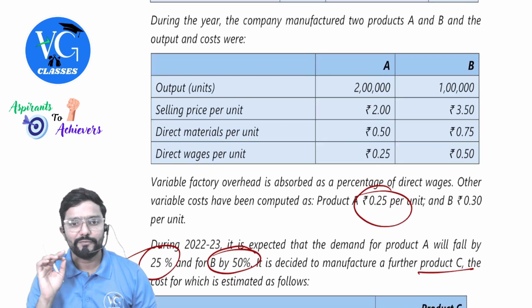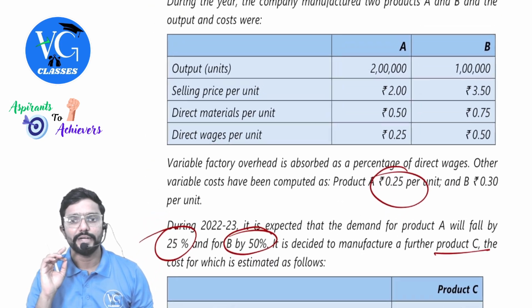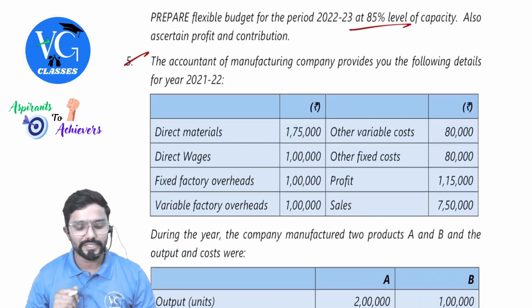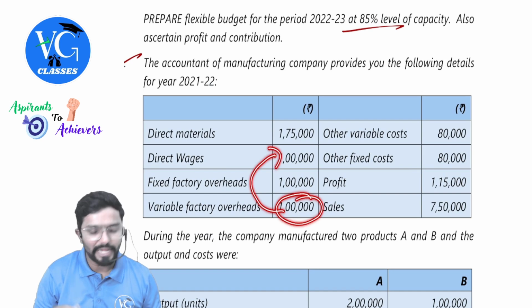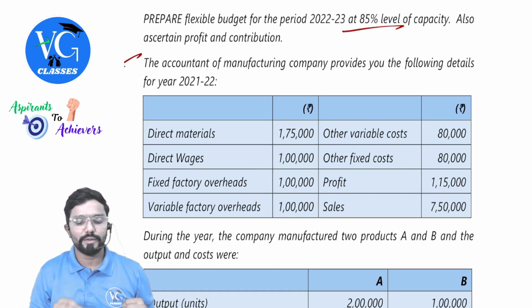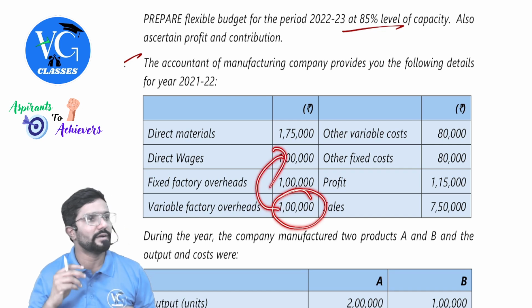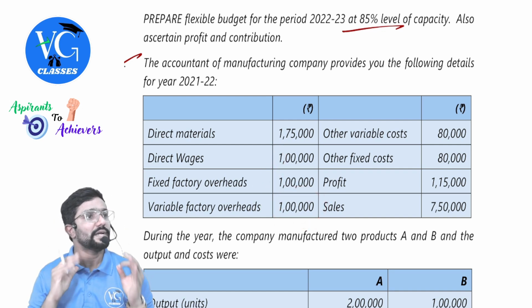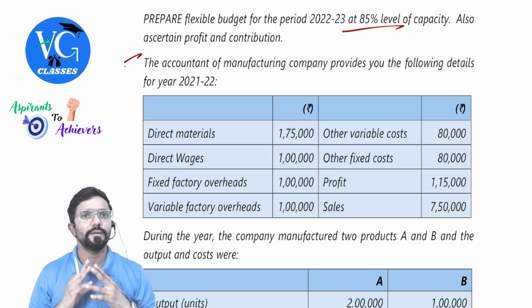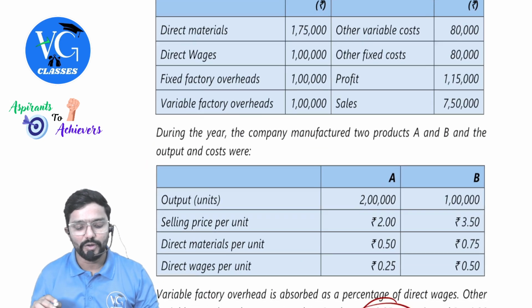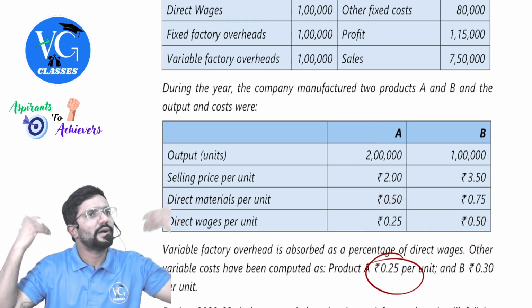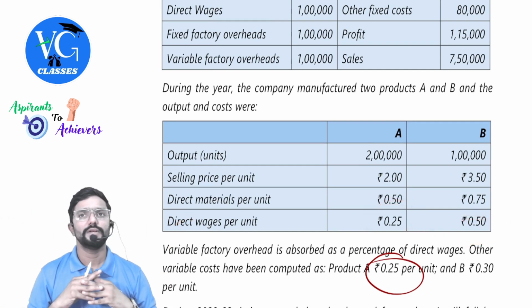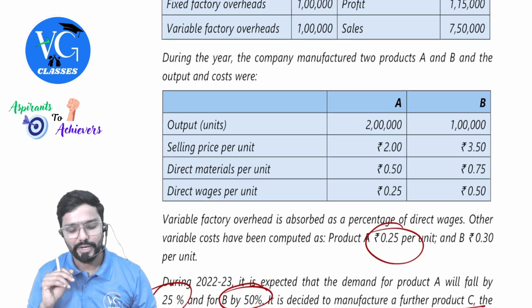Yes, sir. Variable factory overhead is absorbed as a percentage of what? Direct wages. Guys, first find out the percentage. Variable factory overhead, right? 1 lakh divided by 1 lakh, 100%. Based on the past full year data, I am calculating. What is the factory overhead absorption rate? 100%. So in my answer also, whatever direct wages we get for A as well as B in total, 100% of that will be variable.